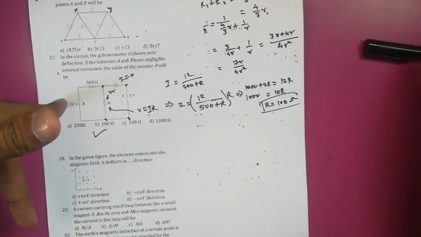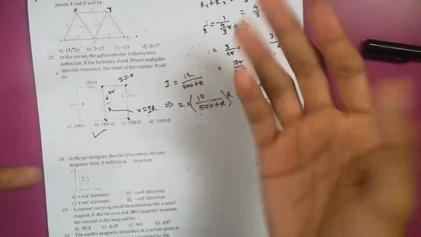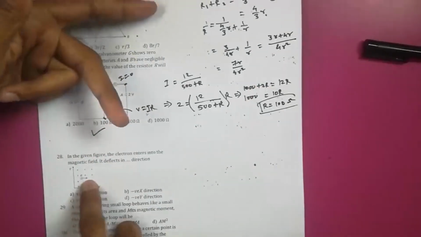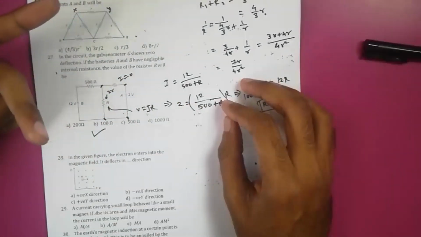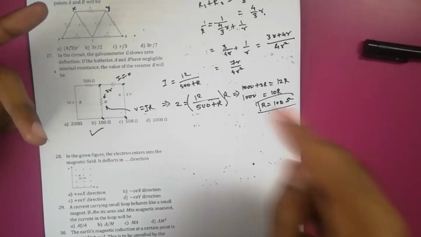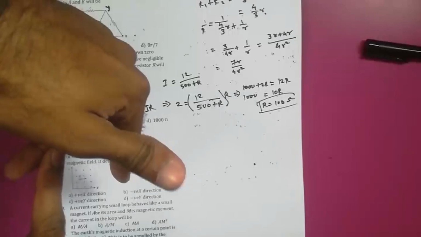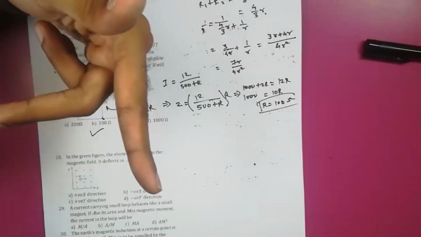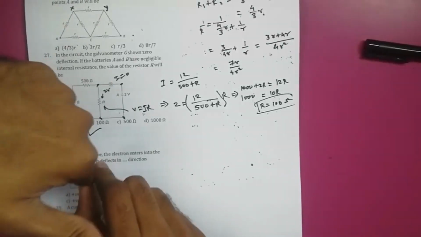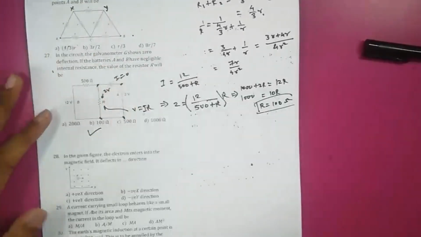So if we consider the electron flow as this direction, the electron flow is considered from negative to positive, but the current is always considered from positive to negative. That means your current is flowing in this direction. Imagine current is flowing in this direction, your magnetic field is going into the page. That means the force will be downward, that means in the negative y direction.